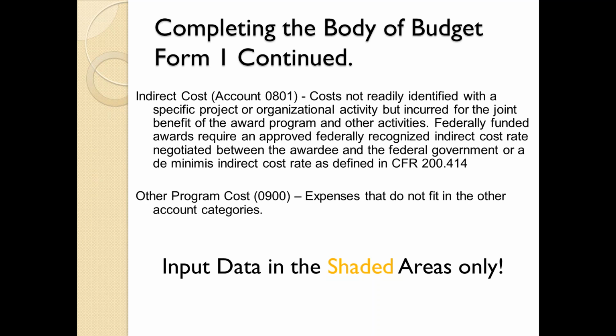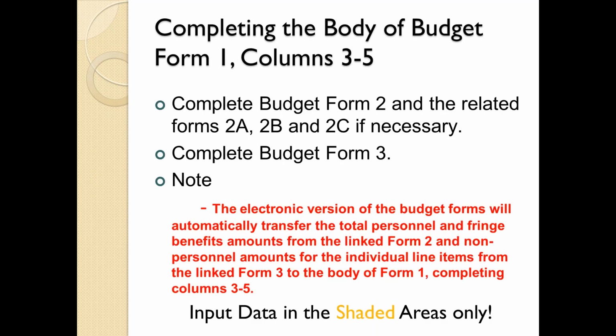And then we have other program costs. And this is where we show all expenditures that don't fit in all the categories above. Okay, Victor. And then, again, this is completing the body of the budget right here, and the extensions.